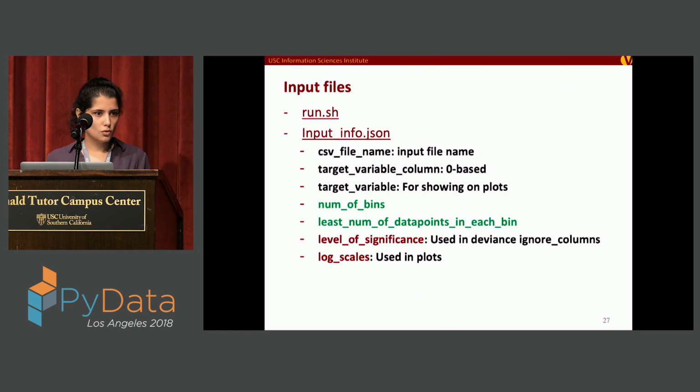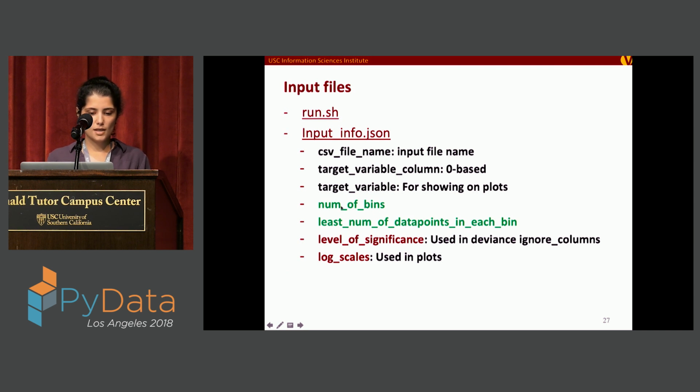The only thing you need to do to use the code is work with these 2 files. Run.sh, you basically don't need to do anything with that, you just need to run it. But for input.json, you just need to specify hyperparameters for the algorithm. The first parameter is your dataset name. The second one is the target variable column, which is 0-based. Then the target variable name, which is used in the plots.